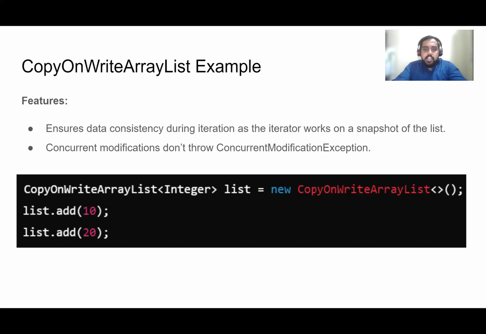So let's see an example. I created this CopyOnWriteArrayList, and I've added these two data, 10 and 20. Concurrent access will happen, like two threads at a time can read. So it will support that, and it will ensure data consistency during iterations, as the iterator works on a snapshot of the list. So there will be data consistency.